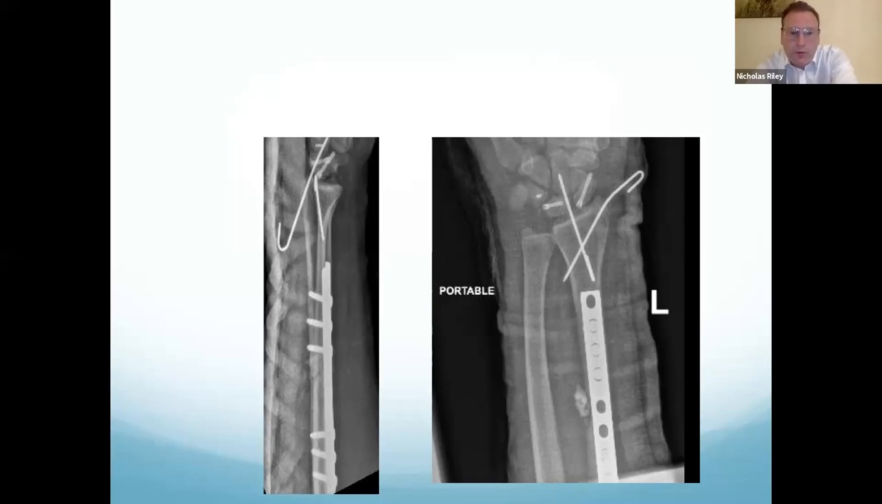So I would have protected the radiolunate ligament. I would have protected the lunotriquetral ligament with a triquetrolunate wire and then a triquetrocapitate wire. But I think that's not an improvement. That's just a different way of doing it.